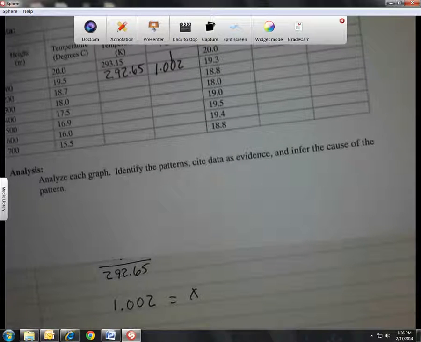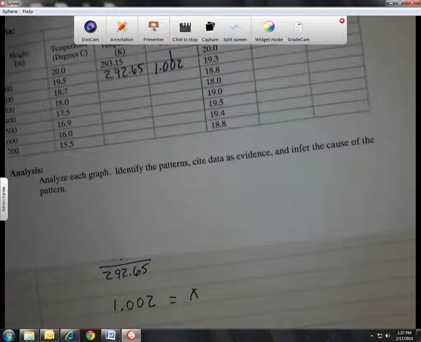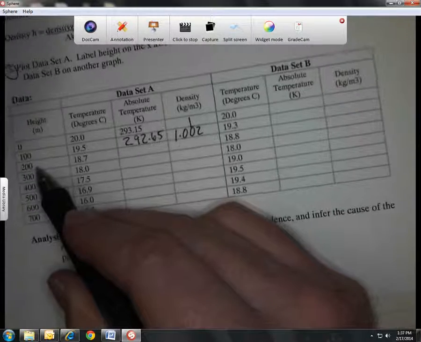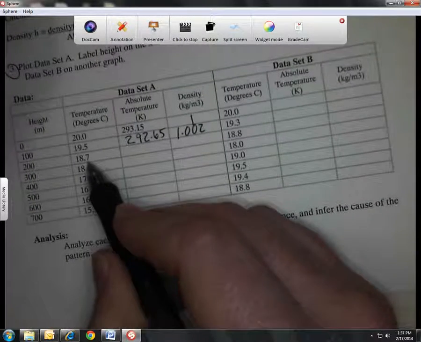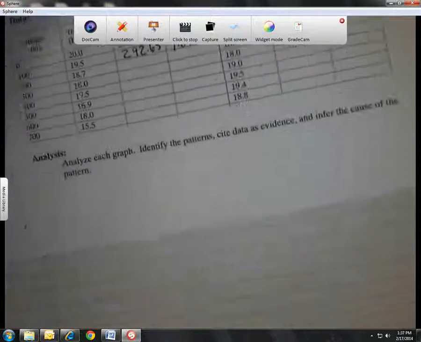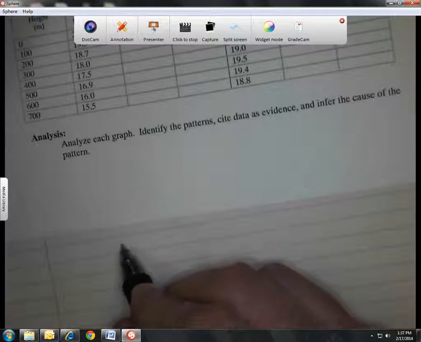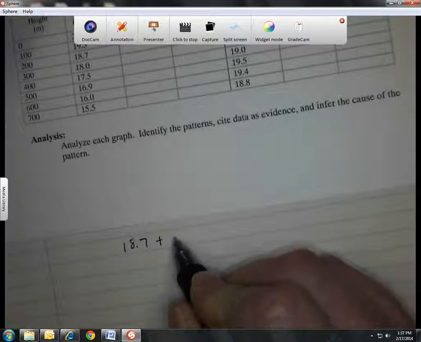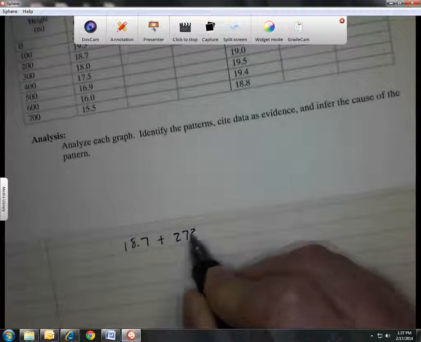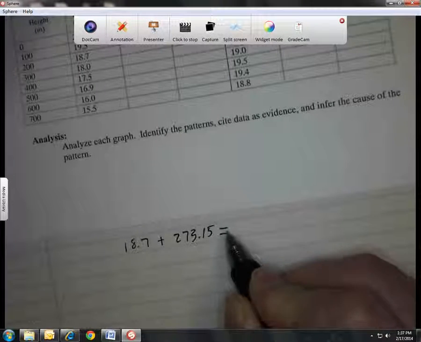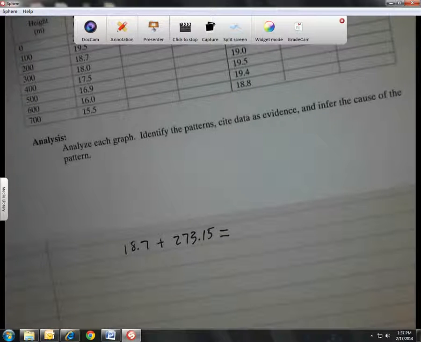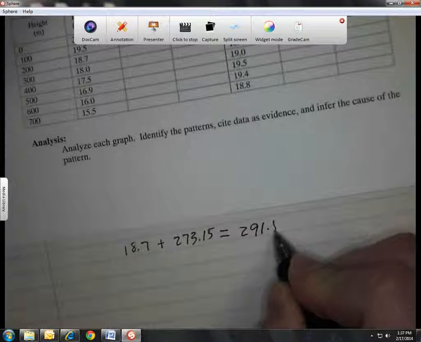So, to figure out the temperature at 200 meters up into the atmosphere, our Celsius is 18.7, so that's pretty easy. Once again, we add that to 273.15. That gives us 291.85. That's our absolute temperature at 200 meters. So 291.85.